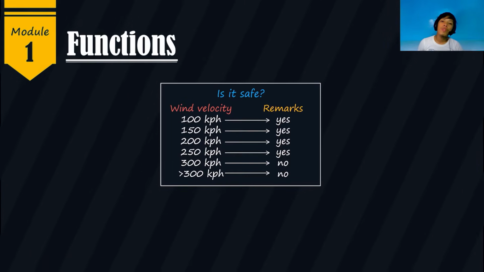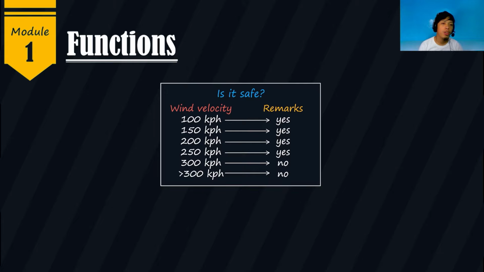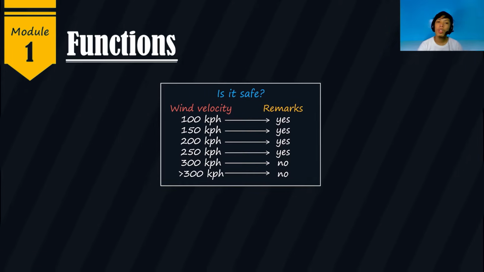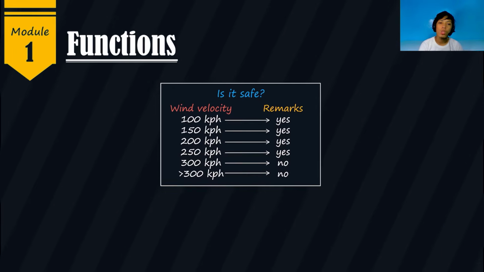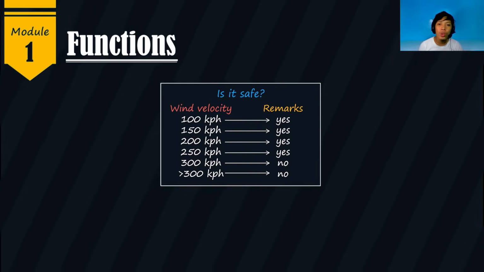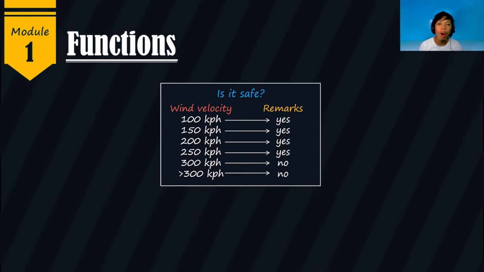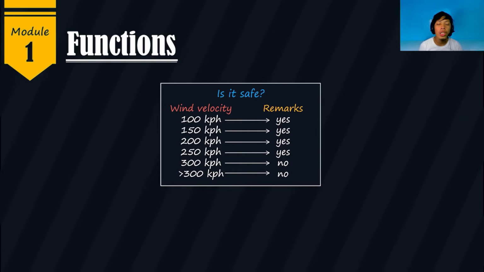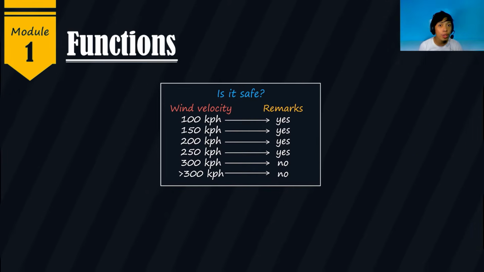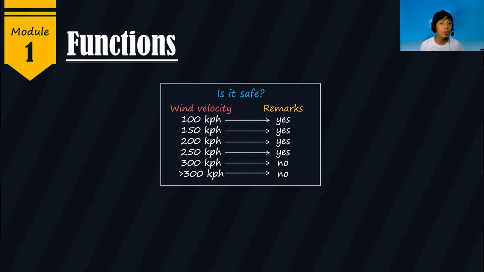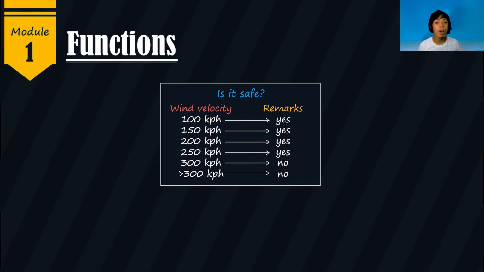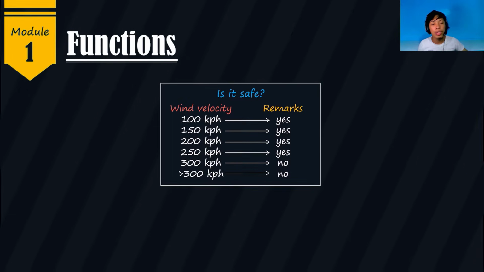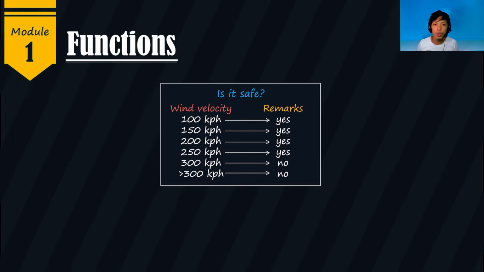In the first column we have the wind velocity, and in the second column we have the result of your evaluation. It was found out that for 100 kilometers per hour, using your mathematical model, yes, it's still safe to be used by your end user. The building is still safe to be used. The same with 150 kilometers per hour, 200 and 250 kilometers per hour. Your building is still safe to be used by the end user.